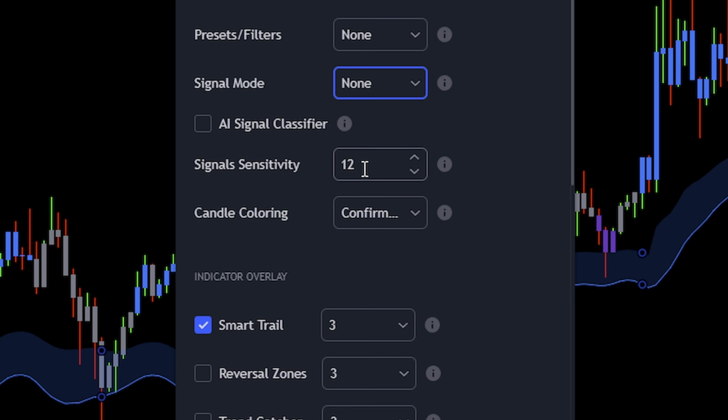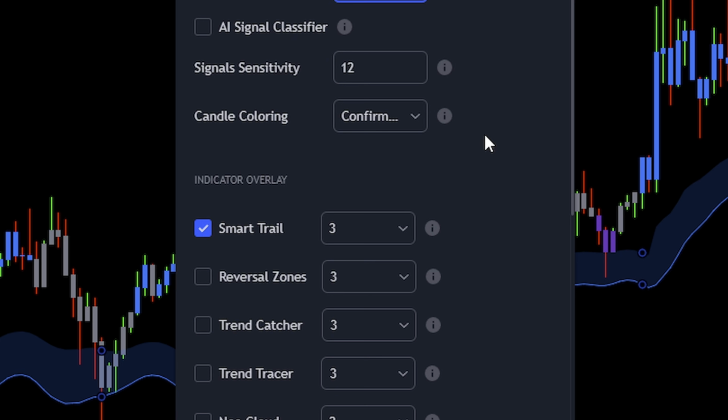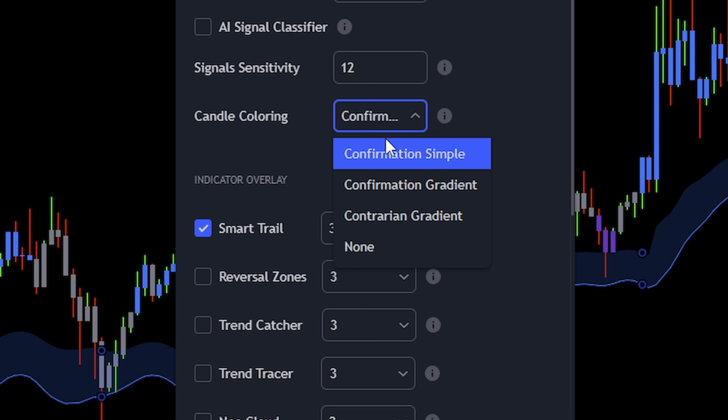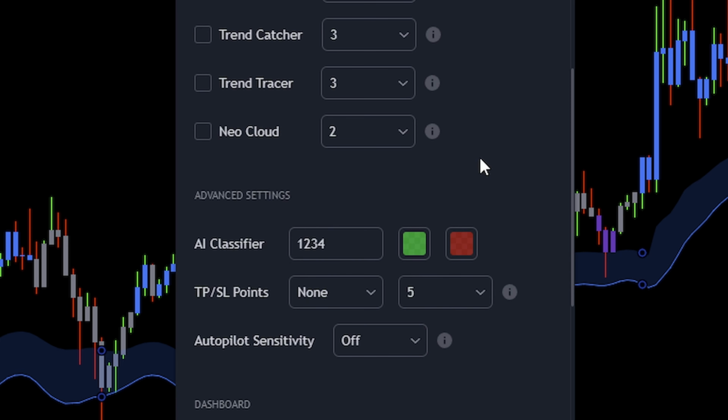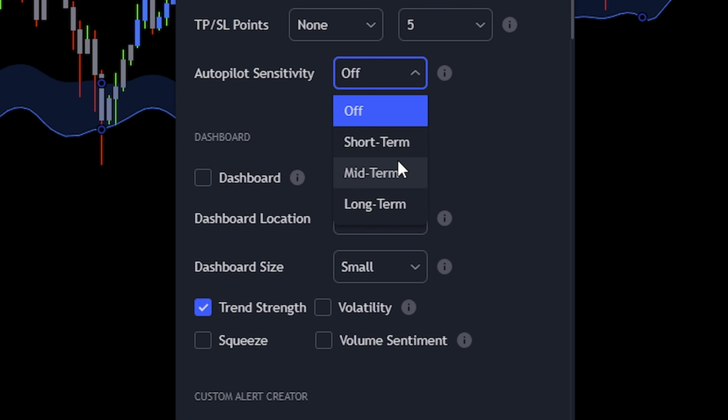We can leave the signal sensitivity at default as we are going to use the autopilot sensitivity. Next, for the candle coloring, we are going to use confirmation simple. For this strategy, we don't need any indicator overlay, so make sure all the overlay options are disabled. Within the advanced settings, we want to set the autopilot sensitivity to midterm and we are good to go.